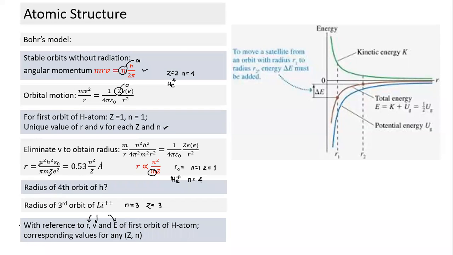That's our understanding. This is what many problems involve. So we can find R, V, or energy value for any hydrogen-like atom for any orbit with reference to radius and energy. Typically, velocity is not so common. So with reference to radius, velocity, and energy of the electron in the first orbit of hydrogen atom, we can find the corresponding value for any other atom, all these terms. And that's what we'll see in some of the examples we do today.